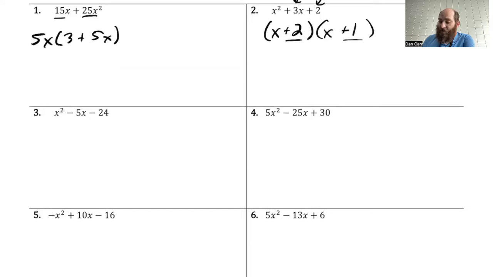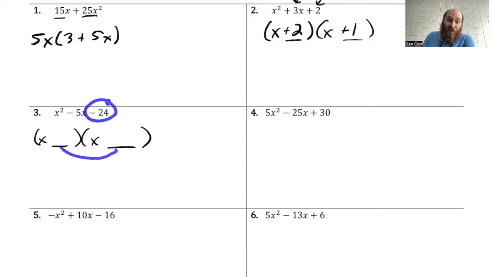X squared minus 5x minus 24. Again, we're still going to look at patterns here. Because that's a positive x squared in the front, I can go right to this step with the 2 x's. The two numbers here, if I were to multiply these out, they've got to come out to a -24. That tells me it's going to be one positive number and one negative number.